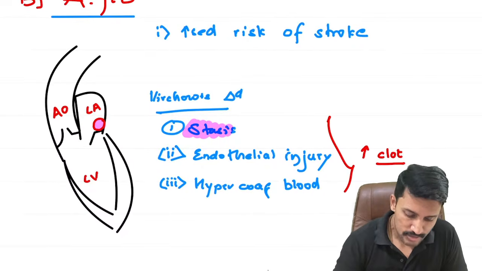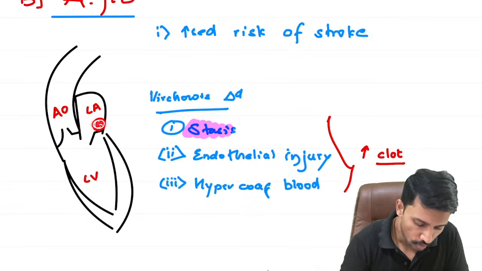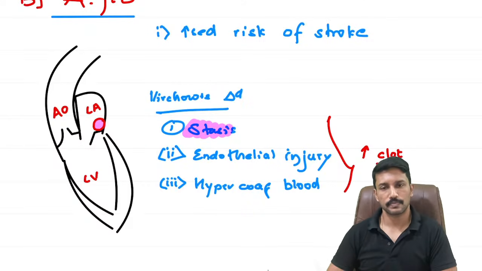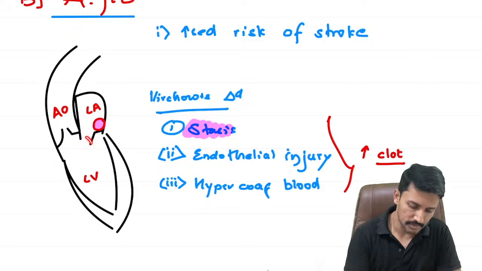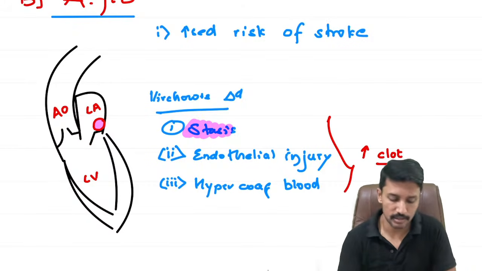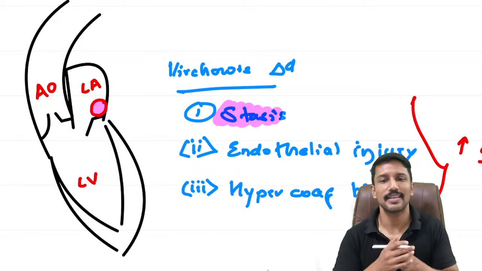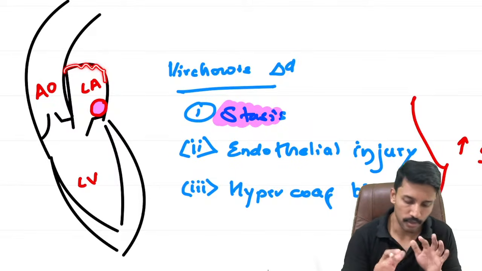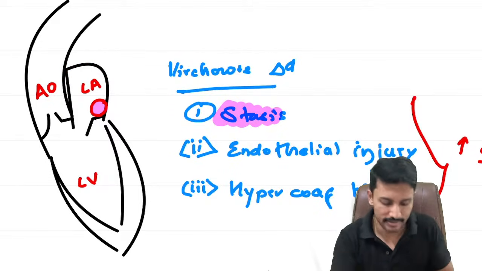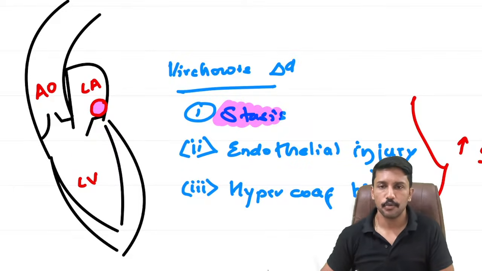And who is preventing this clot from going to the left ventricle? Yes, one of them is the mitral valve. Who else is preventing this clot from going to the left ventricle? It is atrial fibrillation itself. Means this atrium is not putting any pushing force, right? It is not contracting. It is not trying to push this clot to the ventricle.